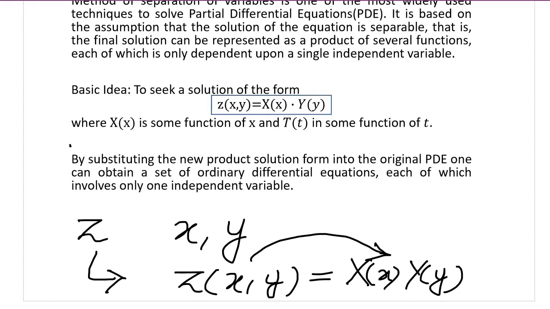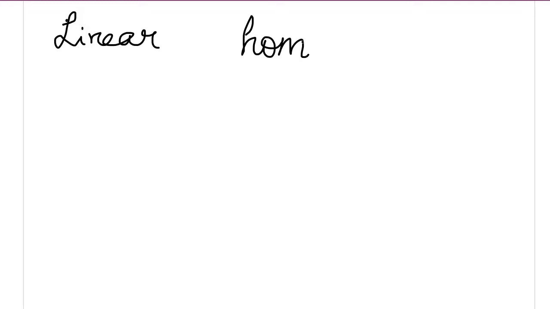Now, you consider any partial differential equation which is linear. So for this method to work, the partial differential equation should be linear and homogeneous. It works well for PDEs which are linear and homogeneous, and the boundary conditions should also be linear and homogeneous. Now let's just see what we mean by linearity.